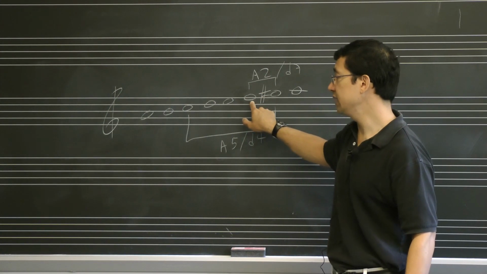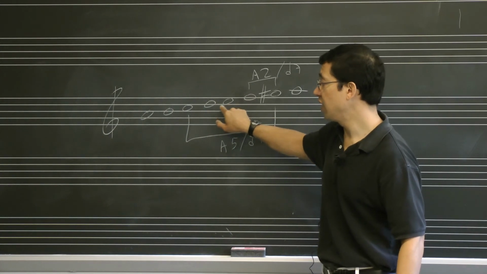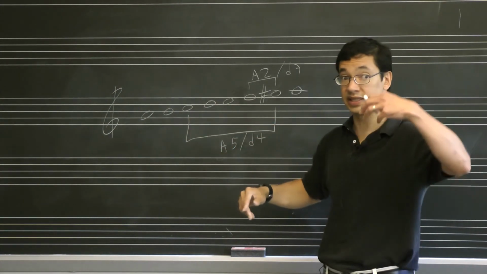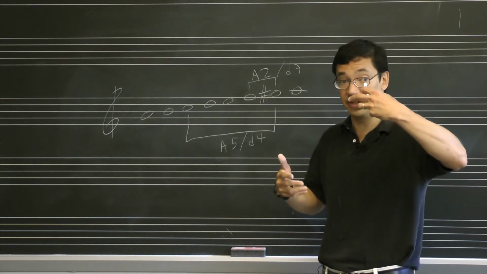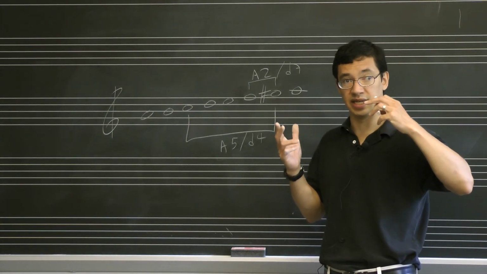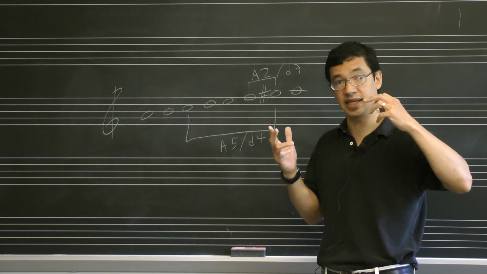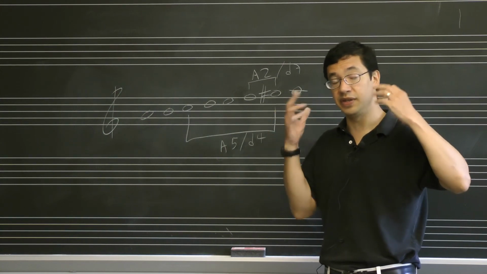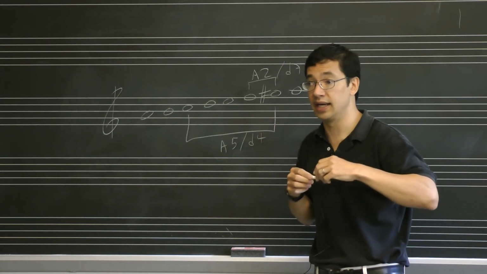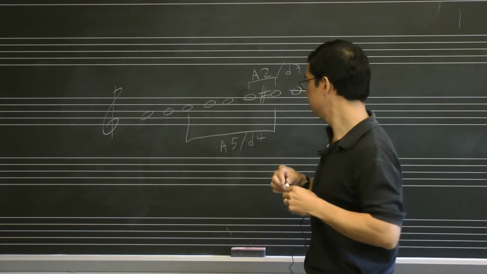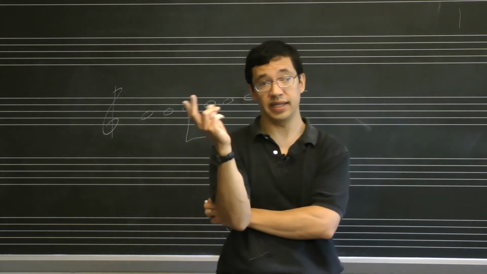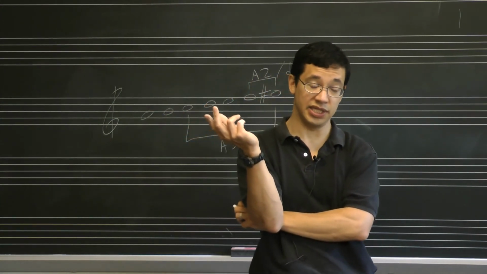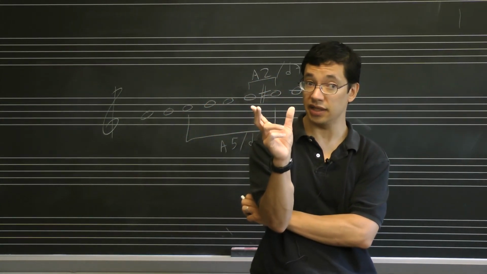So 1, 2, 3, 4, 5, 6, 7, 1, 6, 7. There's the augmented second. And then 5, 4, 3, 3, 7. Do you hear the strain there? 3, 7. Now if I just sing the notes, if you can lose enough context, it may start to sound to you like a minor sixth.